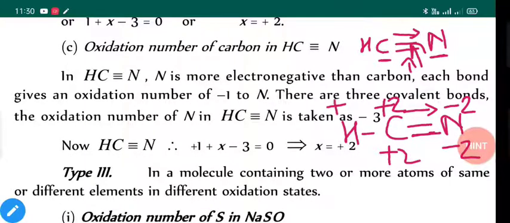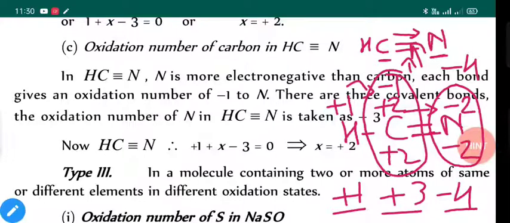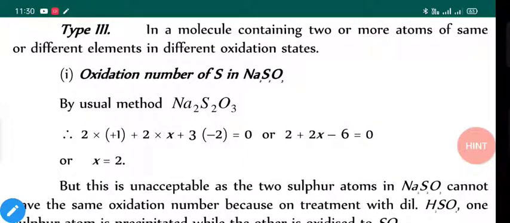Hydrogen will have +1 charge, which will give carbon a -1 charge. So that means nitrogen will be in total -4 charge, carbon is in total +3 charge, and hydrogen is in +1 charge. So these are the charges: hydrogen +1, carbon +3, and nitrogen -4, if we have this type of situation.